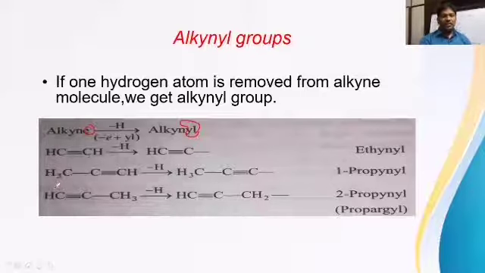Next example, here you see CH triple bond C single bond CH3. Here the first position should be given to this carbon. So it is first carbon, second carbon, third carbon. After the first carbon, what is there? Triple bond is there. So it is called prop-1-yne. Prop, 3 carbons. Prop-1-yne.